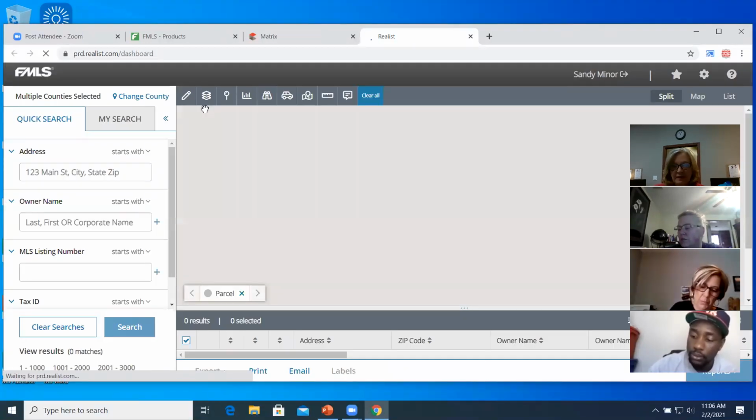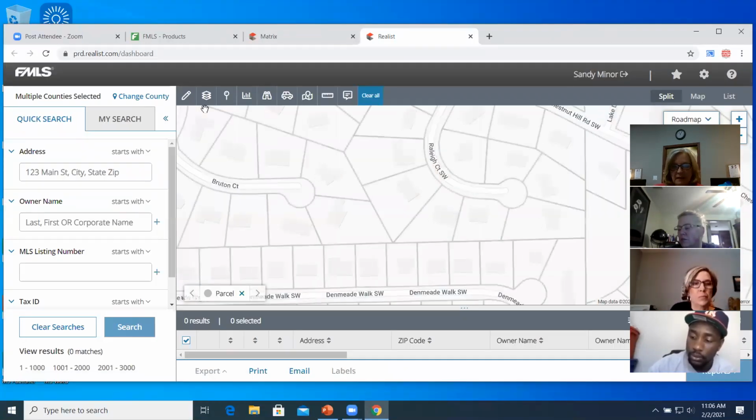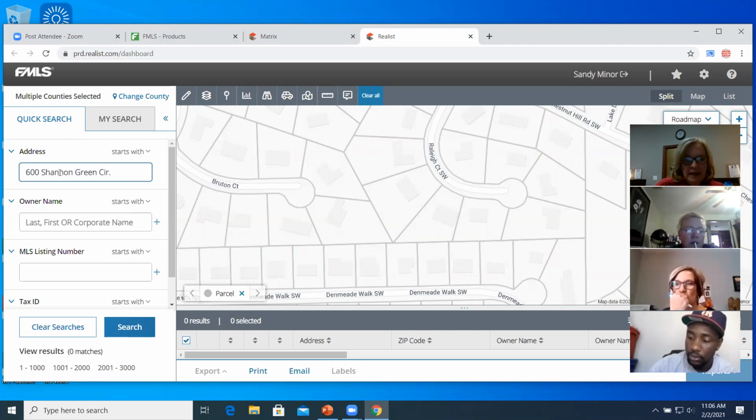Because again, I don't know anything about this property. So I go over here to the address and I type in 600 Shannon Green. Put circle. And then I'm just going to hit search. If I can get it to go down here to search.